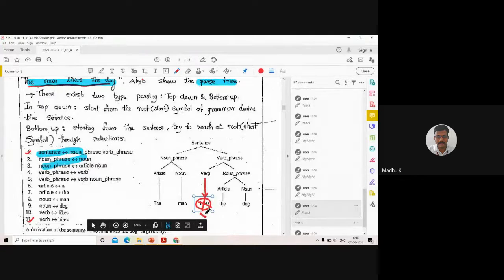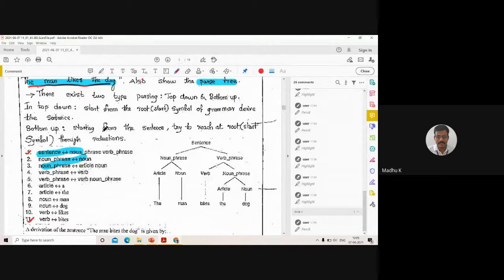Then likes is also matched. Next, noun phrase is expanded. We want to derive the dog, so there should be an article first. So article noun is applied. Then the dog is derived. In this way, we create a parse tree. So this is about the top-down approach. Similarly, there is a bottom-up approach.